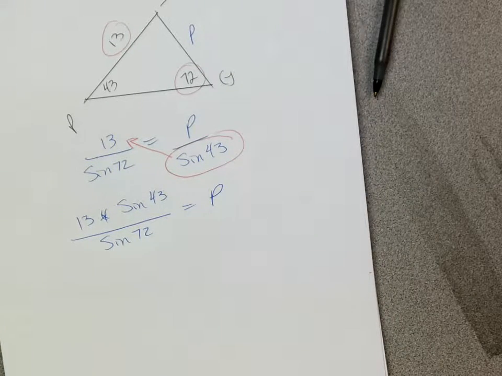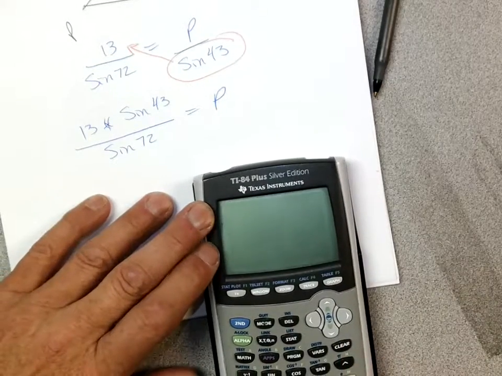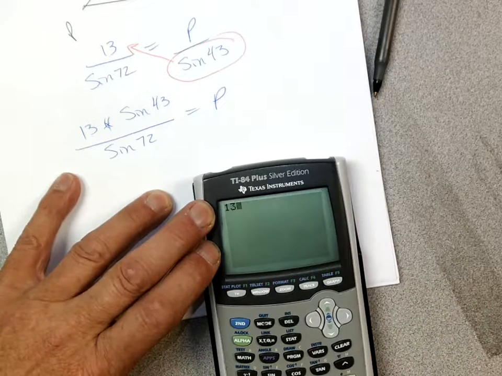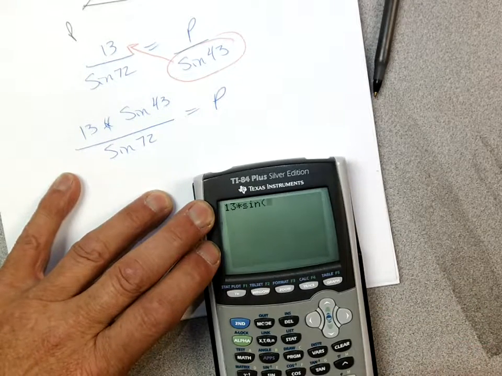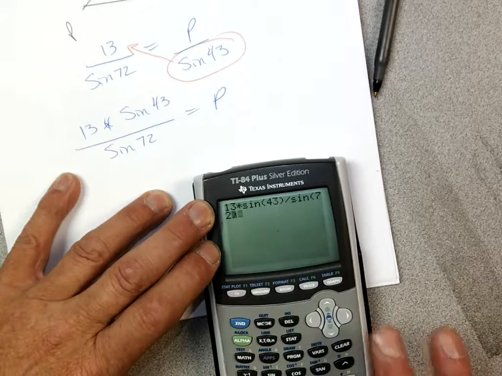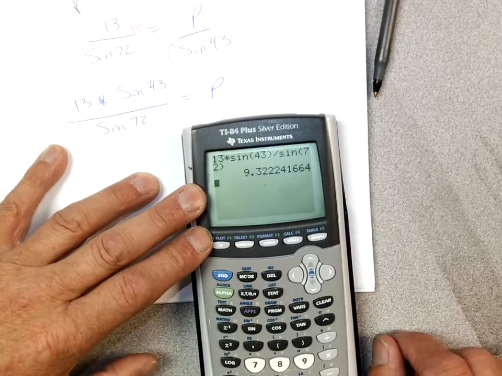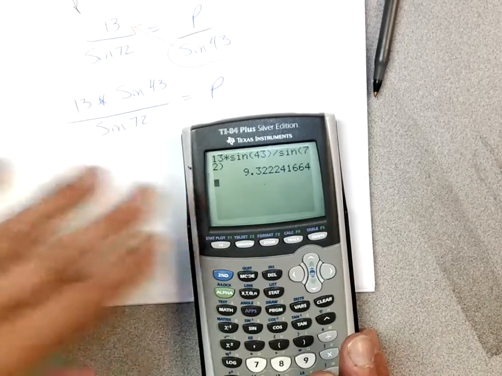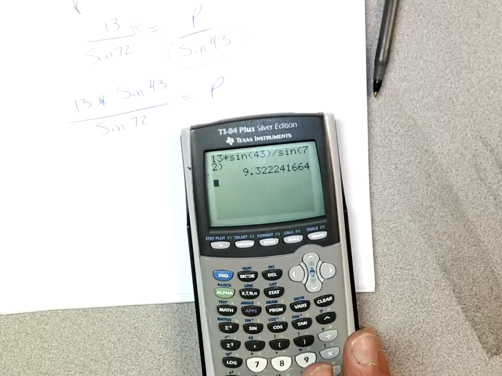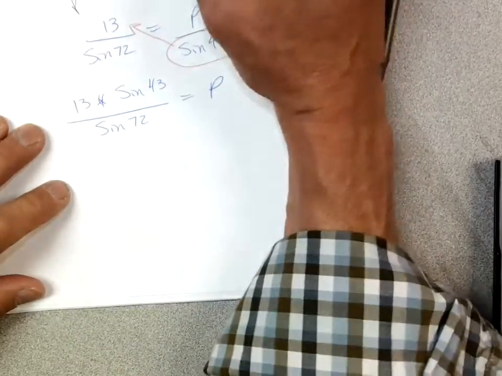Okay? So then, once I get that, then what I'm going to do is just use my calculator, right? We're going to go ahead and take my calculator, just go clear. We're going to go 13 times the sine of 43 divided by the sine of 72. Okay, so I'm just going to use my calculator and type it in just like that. Boom, 9.3. Easy, isn't it? Super easy. The answer is just 9.3. So little p is 9.3.